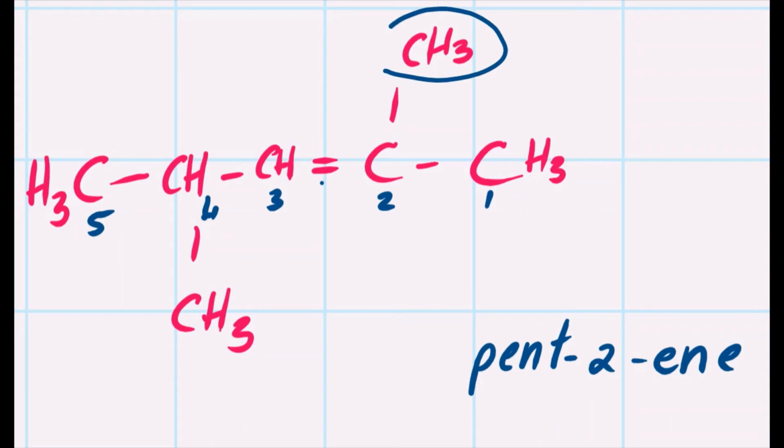There are 2 substituents, 2 branches coming off here. They're both the same. They're both methyl groups because they both only have 1 carbon in it. So it's going to be a dimethyl.